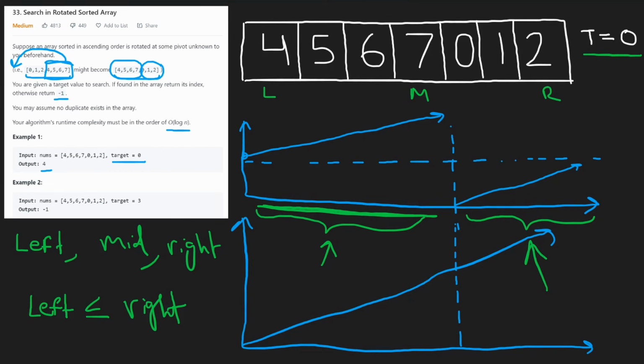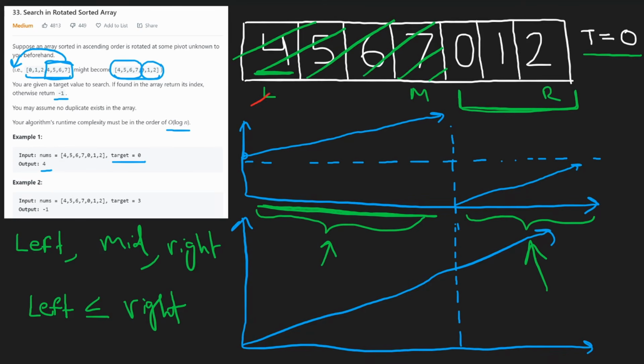So our target is 0. That means our target is less than 7. That means we could be looking here or we could be looking here. So let's compare it to 4 now. Is our target less than the leftmost value? Well, 0 is less than 4. Okay, so that means we're all good. We just have to search every value to the right of our middle value. So we can eliminate all of these.